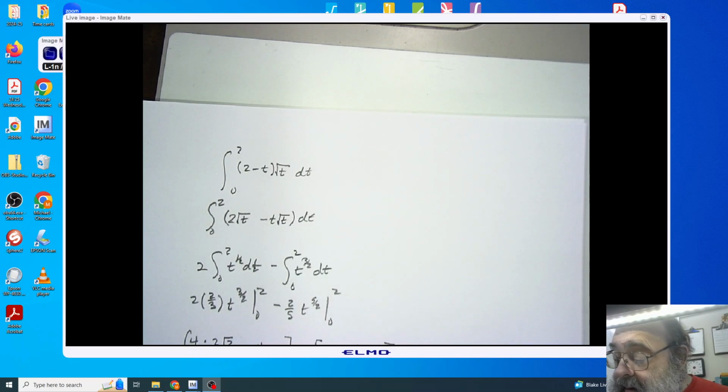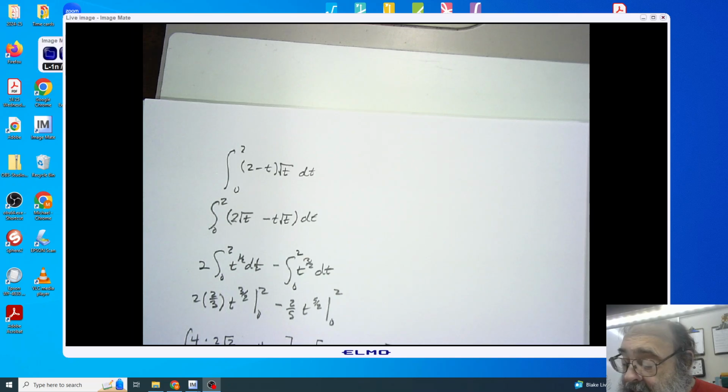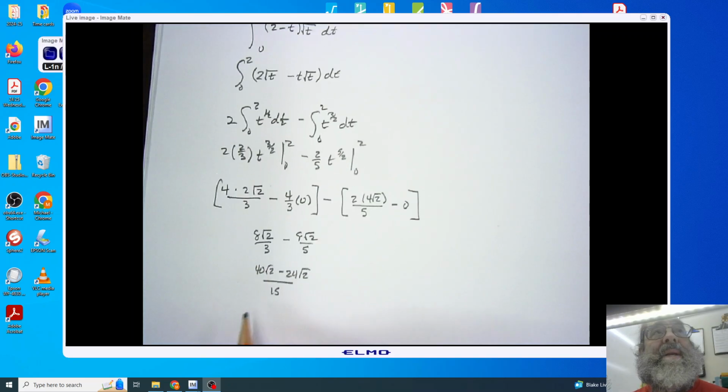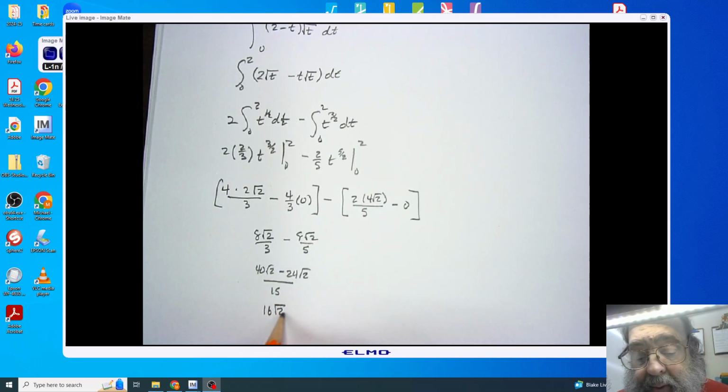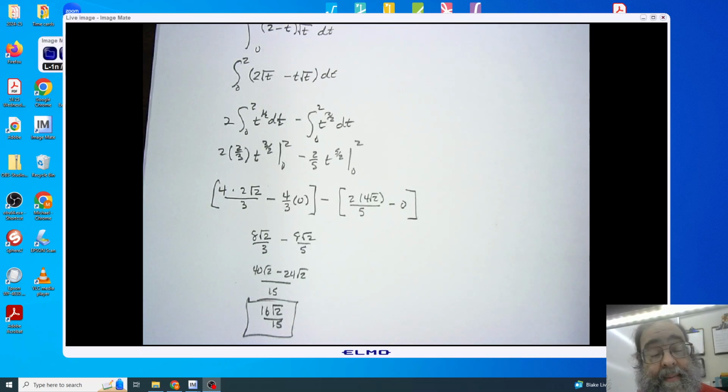Now this is going to give me 8 root 2/3 minus, and I'm looking at 8 root 2/5. We get our common denominator, that's going to be 15ths. And you'll notice that I will have 40 root 2, and I'm subtracting 24 root 2, and my answer turns out to be, oh, you can't see that, but we're just doing the arithmetic, and I get 16 root 2 over 15. And there's my answer to number 1. So you notice that's our basic idea. Let's take a look at number 2 now.